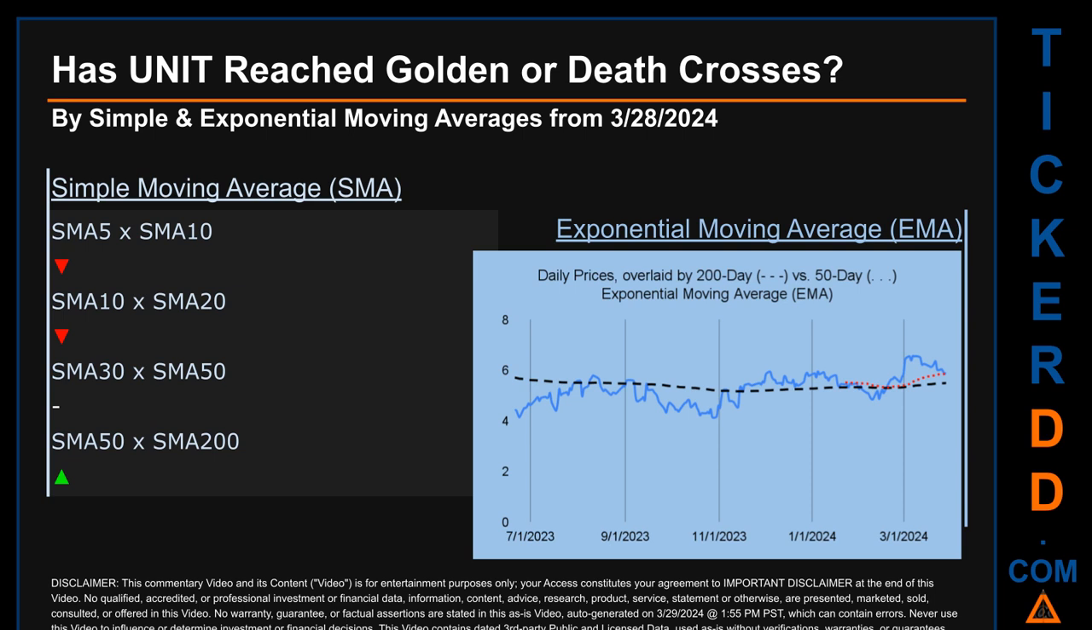For simple moving average, by comparing 50 to 200 days, we found a bullish golden cross signal since the 50-day SMA crossed above the 200-day. Continuing with SMA, we looked across the 5 to 10, the 10 to 20, and the 30 to 50-day ranges to see if golden and death crosses had been reached. We found death cross signal for the 5 to 10. The 10 to 20. We could not find neither golden cross nor death cross signal for the 30 to 50.